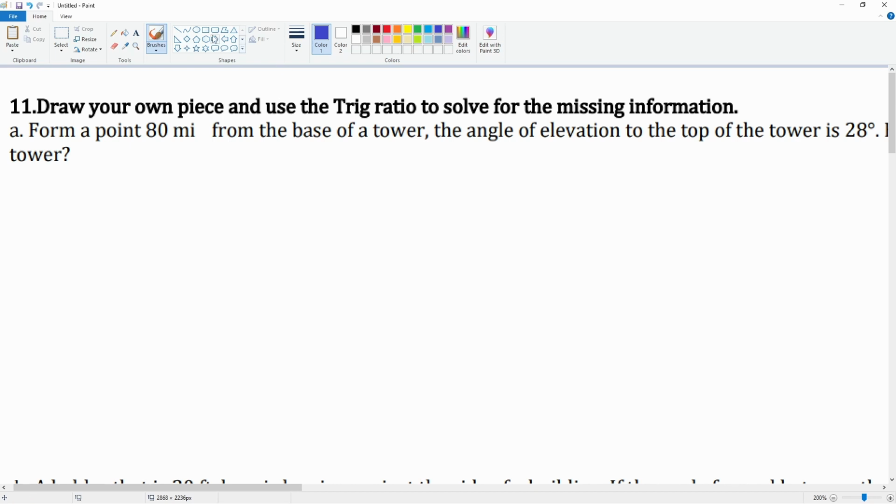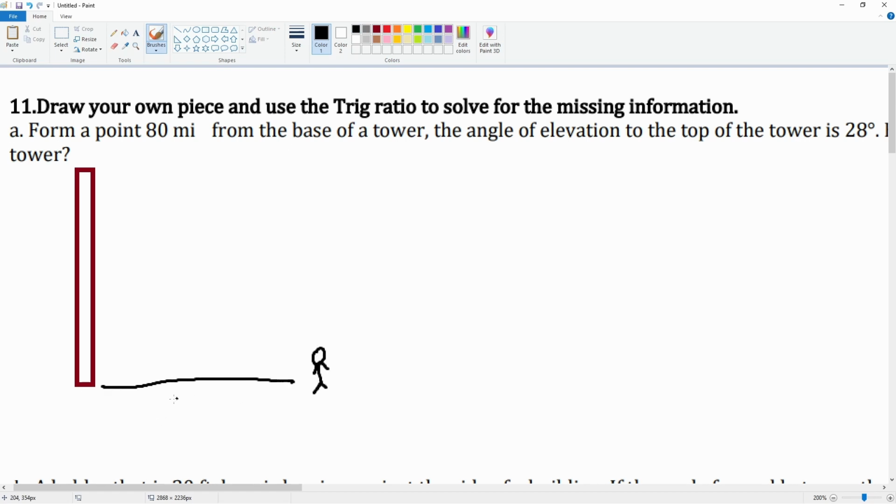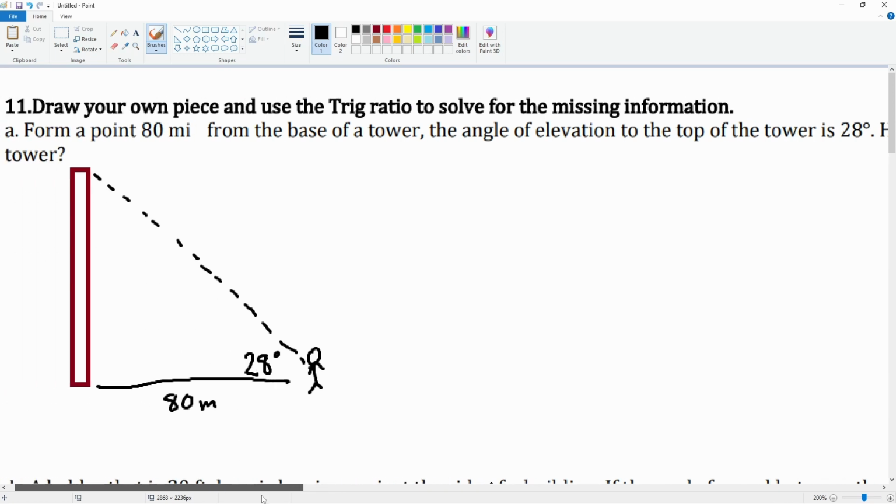From the base of a tower. So here, let me draw the tower. So this can be the tower. And then this can be us. Okay. And then we are what right here? 80 miles away. And the angle of elevation, this angle here, which is going to be 28 degrees. Okay, and we're asked to find the height of the tower.